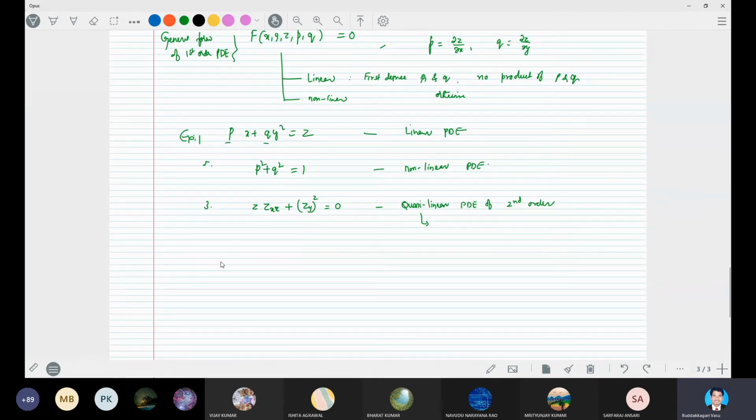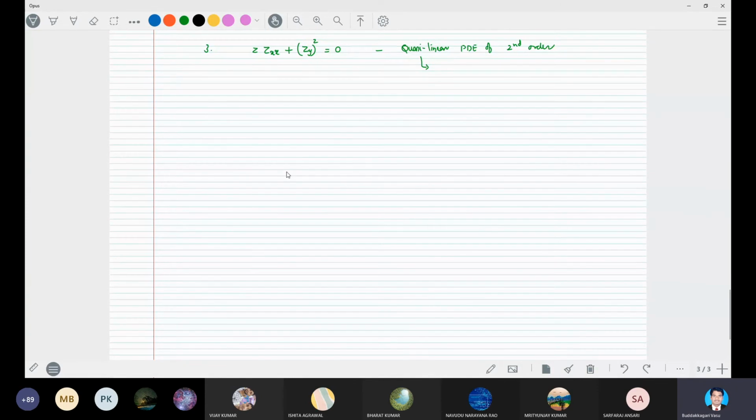Right. So now coming into the first order PDEs, I will give you some of the definitions, mainly about the solution of PDEs. We already took the general form of a PDE. What is the general form of a PDE of first order?